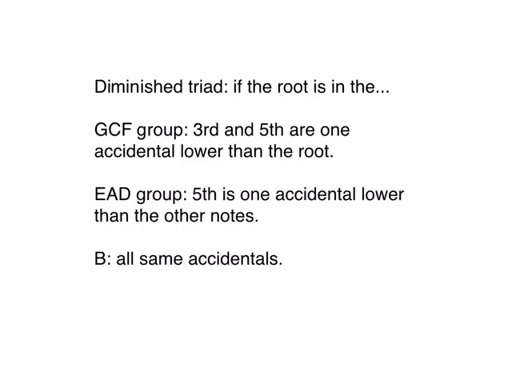The diminished triad will be like the minor triads, but the fifth is lowered. So in the GCF group, both the third and fifth are one accidental lower than the root. In the EAD group, the fifth is one accidental lower. And in the B group, they will all have the same accidentals if it's a diminished triad.